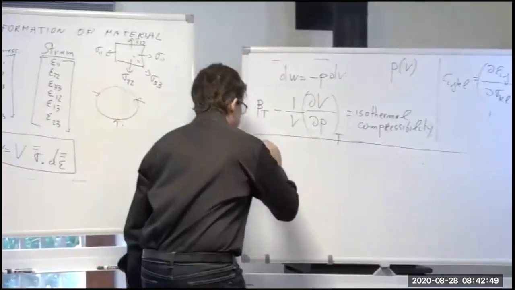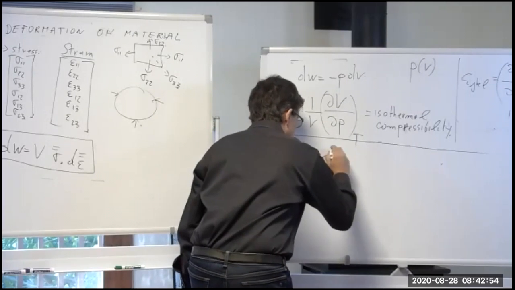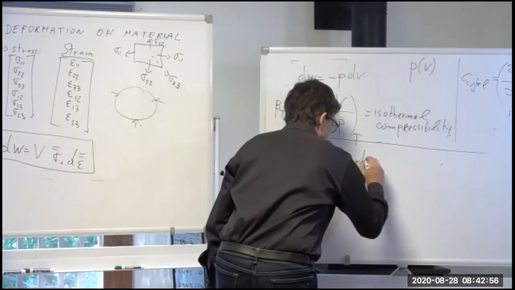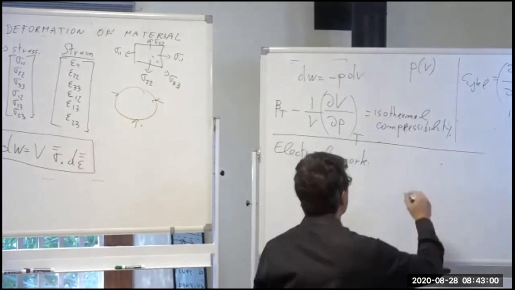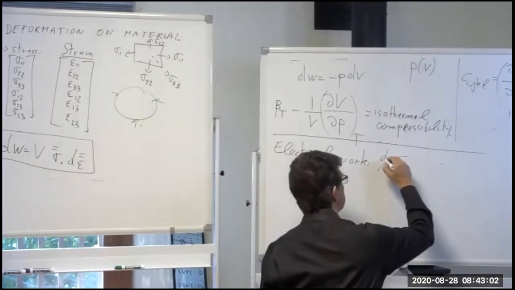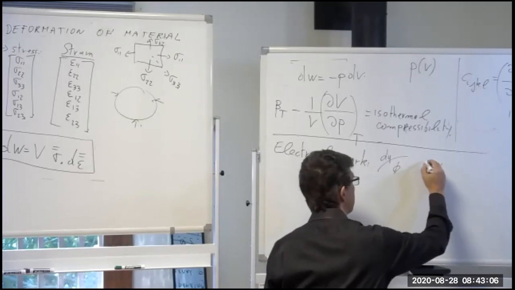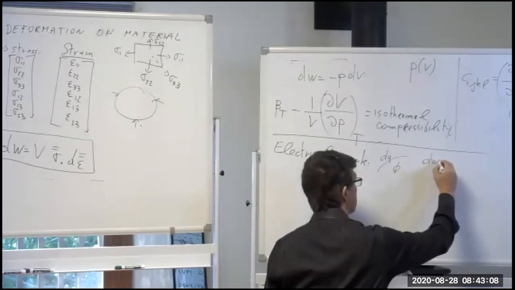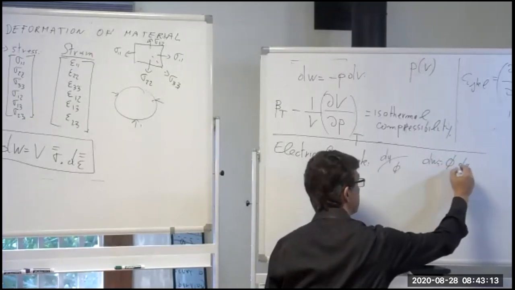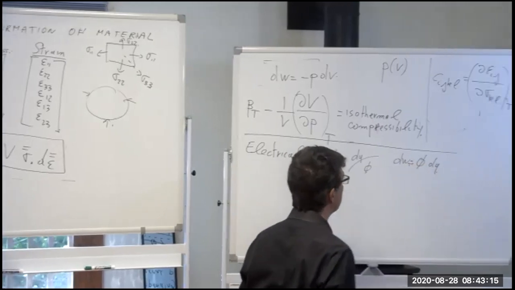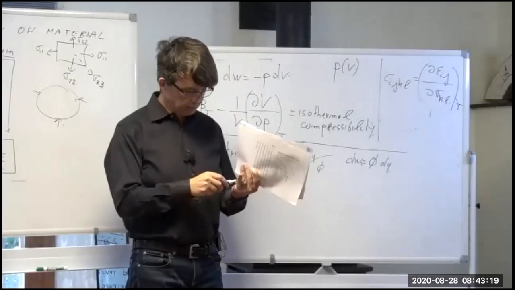Let's say I do electrical work. So now I'm transferring a charge, dq, over a potential difference. So my work is phi dq. So what's the property I need to know now to integrate?